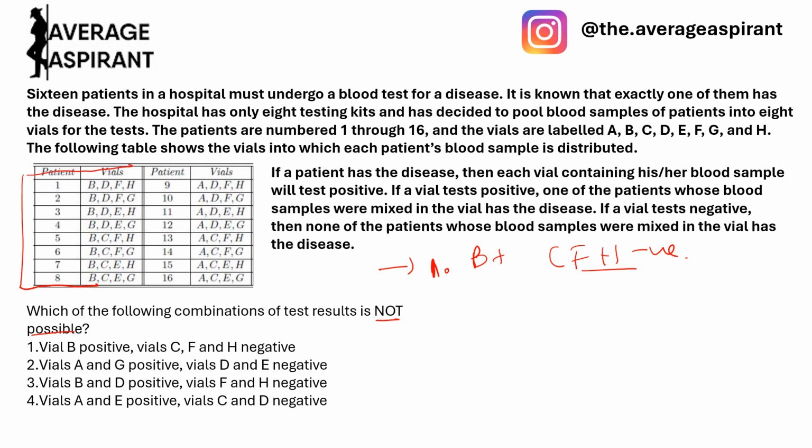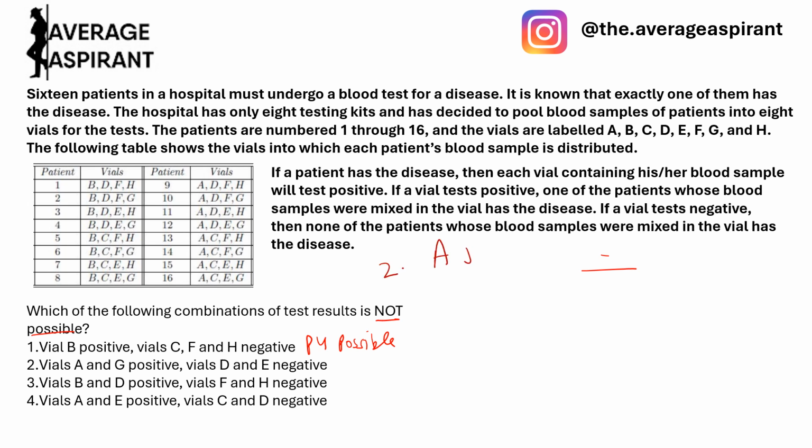Now, C, if C is negative, then these people will not have the disease. If H is negative, this person will not have it, this person will not have it. And if F is negative, then this person will not have it. We still have patient 4. So in this case, P4 can have the disease, so it is possible, right?